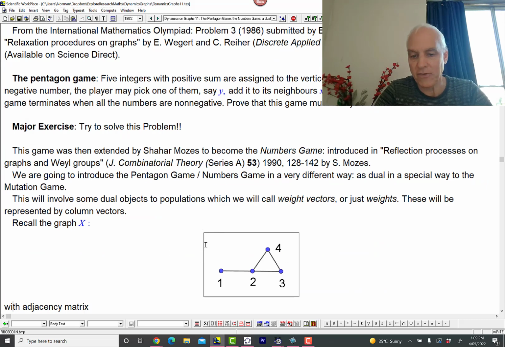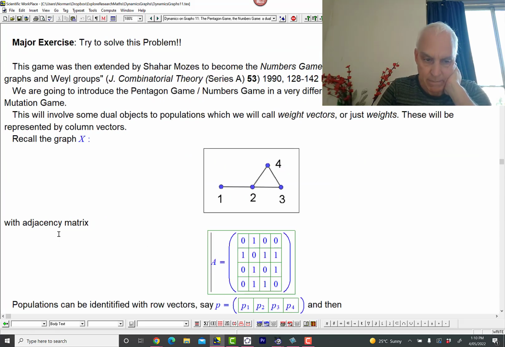So let's have a look at this favorite graph that we've seen a number of times. Let's label it now with vertices 1, 2, 3 along the bottom and 4 up on top, all right? And then the adjacency matrix will be this one here, A. Okay, so the first column, you see the number 1 is connected with number 2.